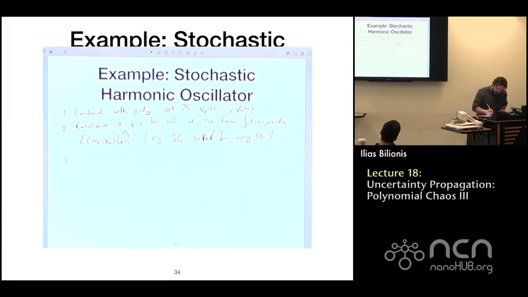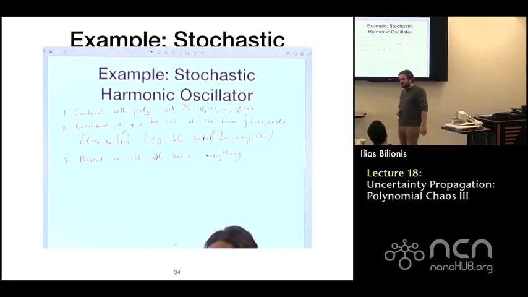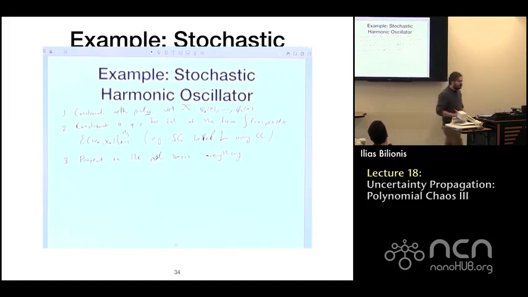Now the third thing is to project in the polynomial basis everything that can be projected. So for example, let's take omega of x. Let's project omega of x. Here we go: the sum over i equals 1 to n of omega i phi i of x.